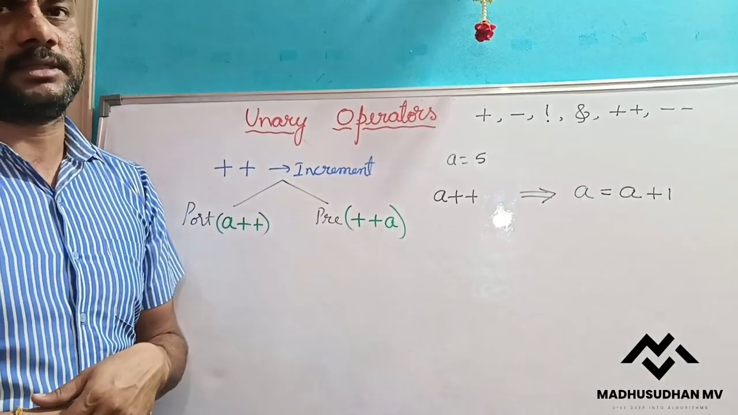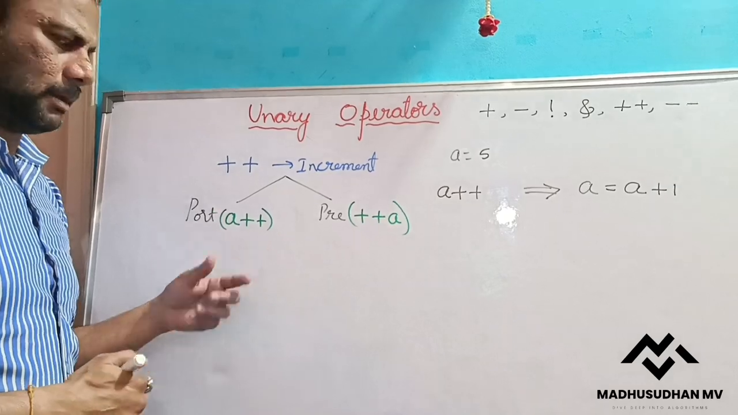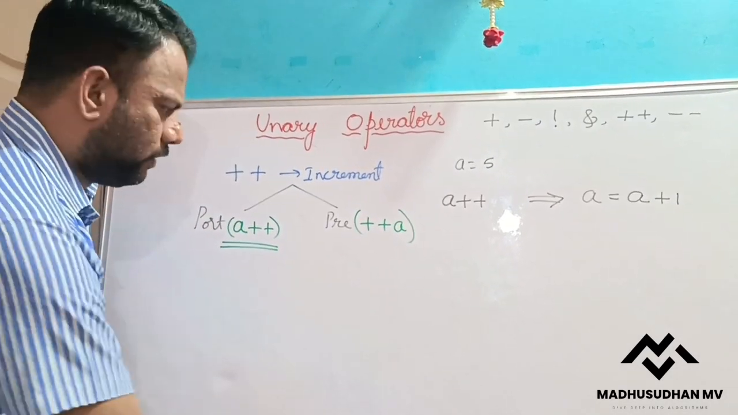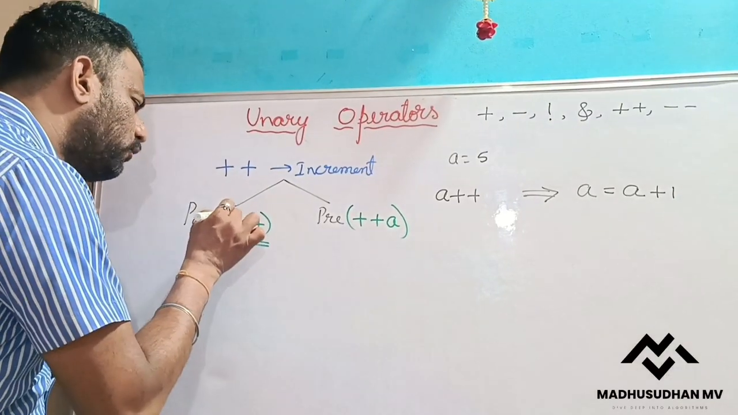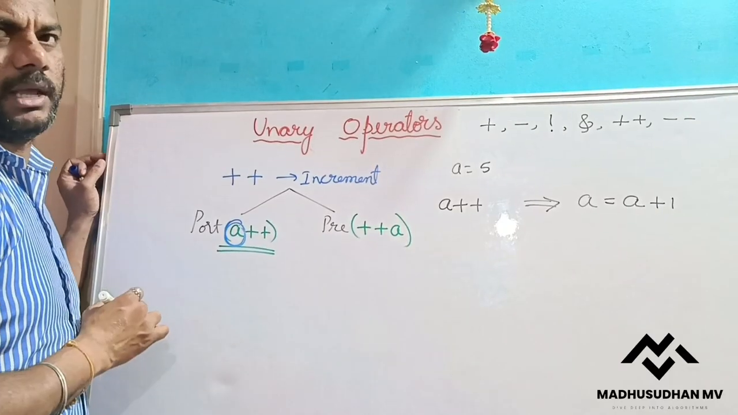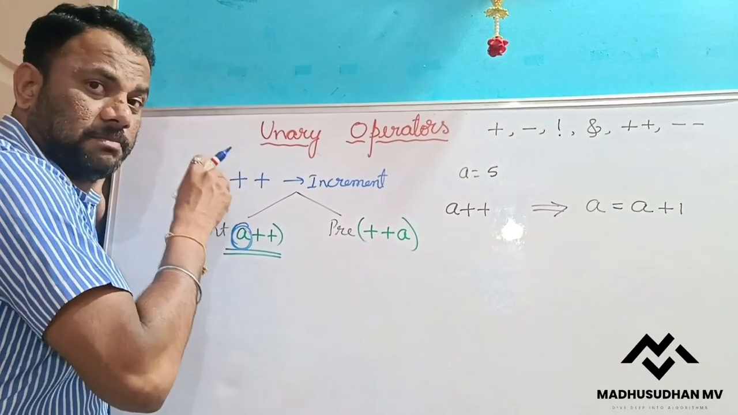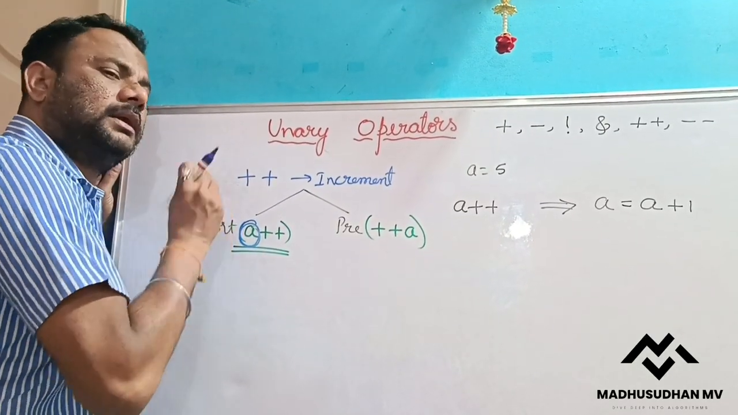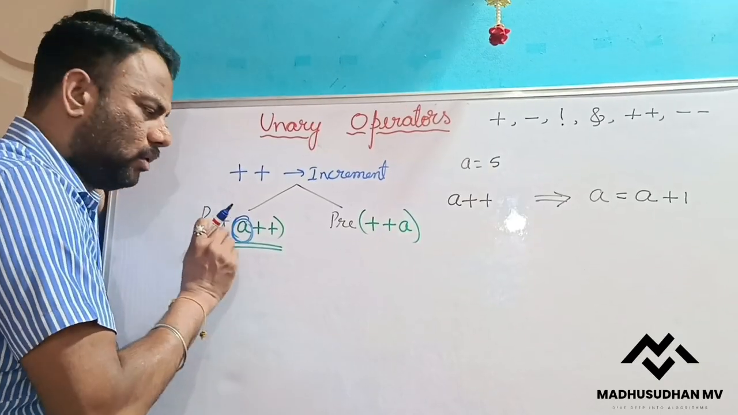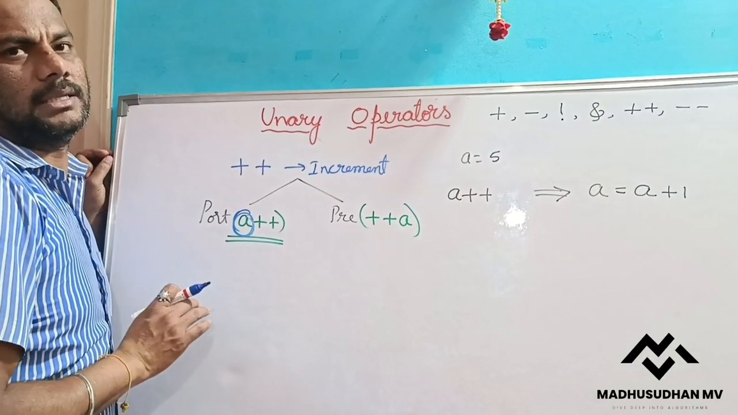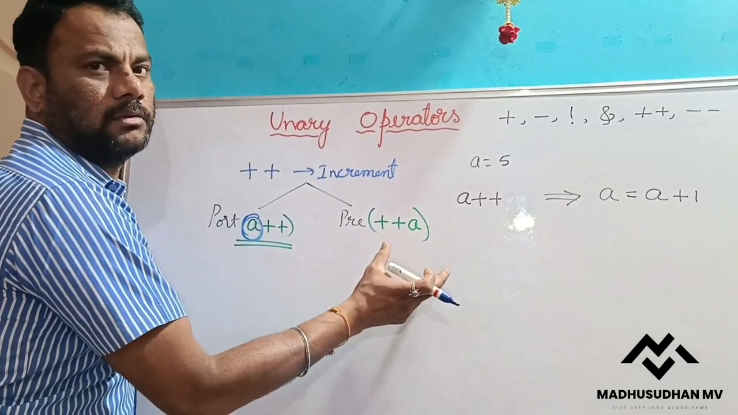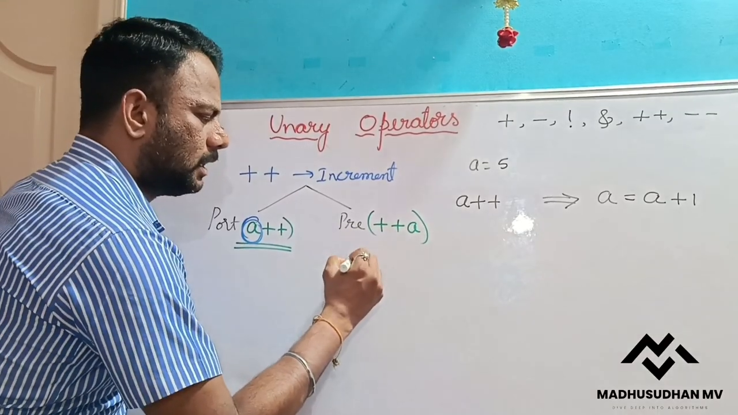But what is the difference? As the name indicates, in post increment, when I say A plus plus, we first take the variable value, that is the previous value before incrementing by 1. After taking the variable value, then I increment. But in pre increment it is not the case. First you increment the value and then take the value.